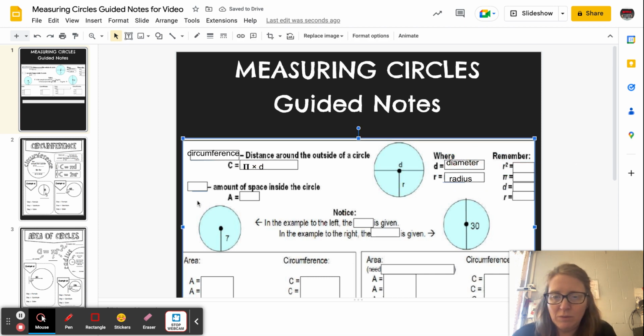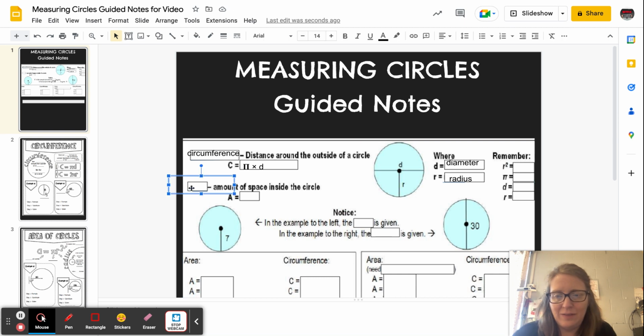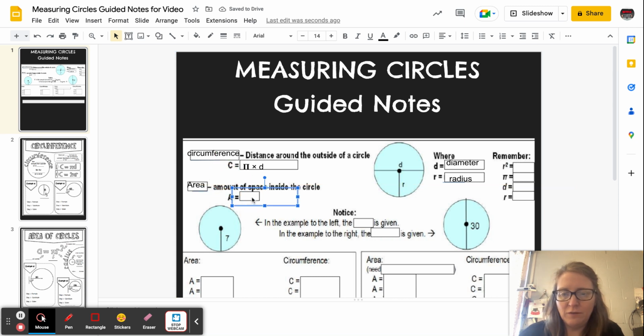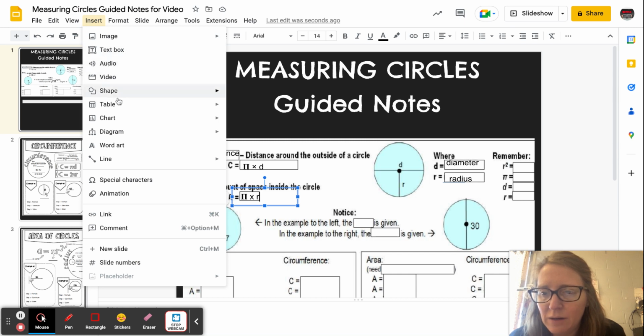All right, and then next we want the amount of space that's inside the circle, and that is area. Area is the amount of space inside the circle. And the formula for area is, I'm going to go ahead and just copy that pi button. Pi, again, and the approximation for pi is 3.14. And then we're going to say times the radius to the second power. The way you all put in second power is like the squared button.